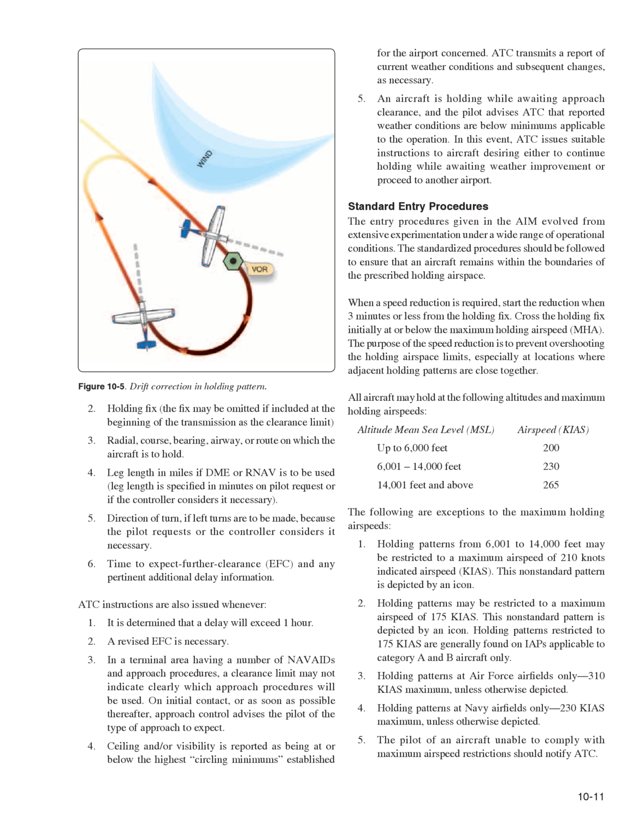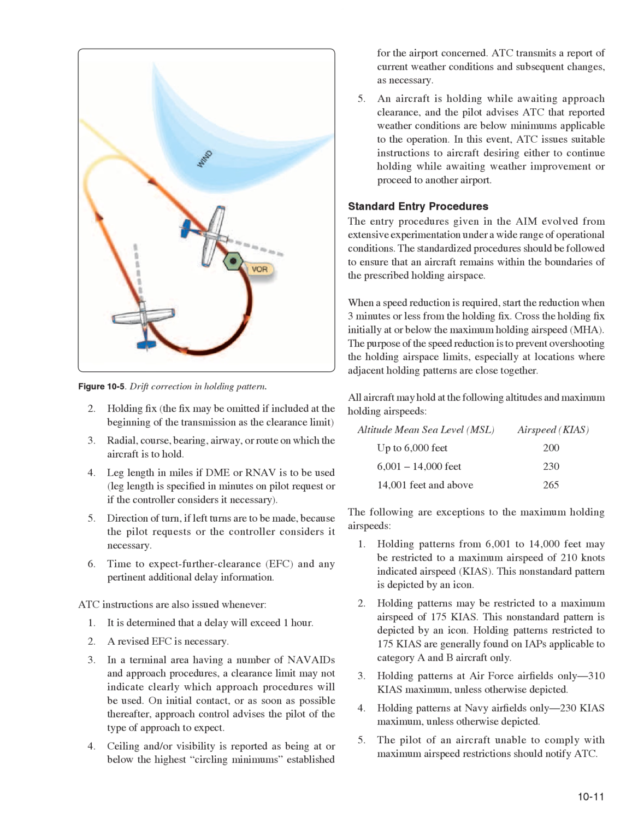The purpose of the speed reduction is to prevent overshooting the holding airspace limits, especially at locations where adjacent holding patterns are close together. All aircraft may hold at the following altitudes and maximum holding airspeeds: altitude mean sea level, MSL, airspeed, KIAS: up to 6,000 feet, 200; 6,001 to 14,000 feet, 230; 14,001 feet and above, 265.